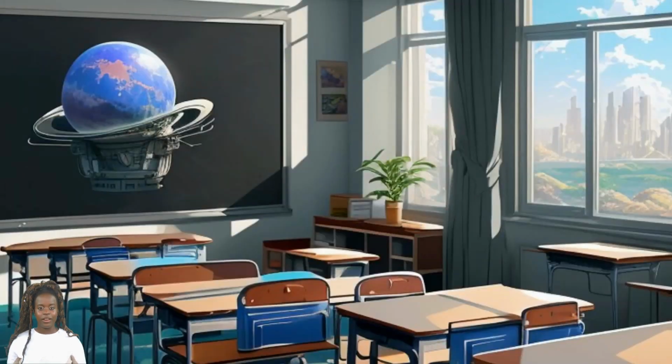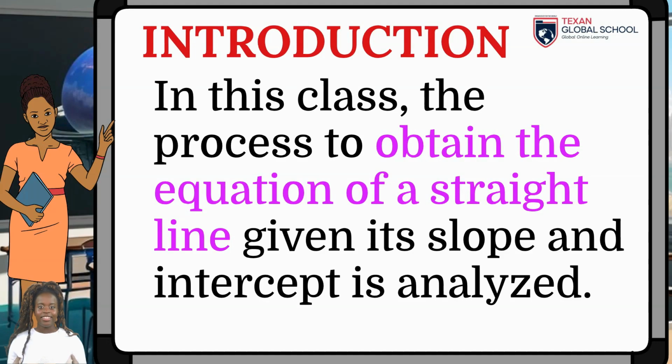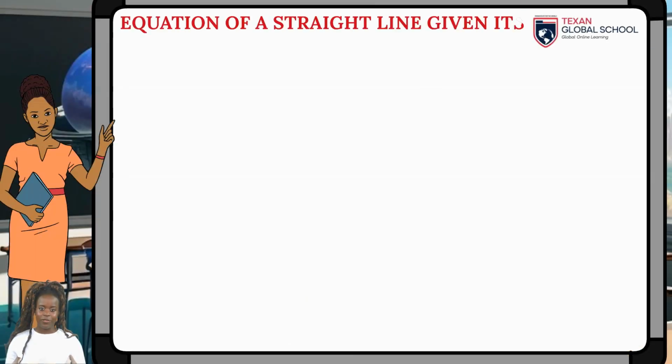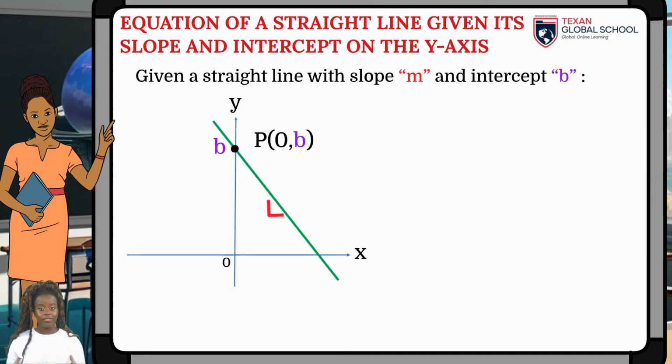In this class, the process to obtain the equation of a line given the slope and intercept on the y-axis is analyzed. We will start from a line with slope m, and intercept defined as b. We can see that the intercept with the y-axis has a coordinate of (0, b).